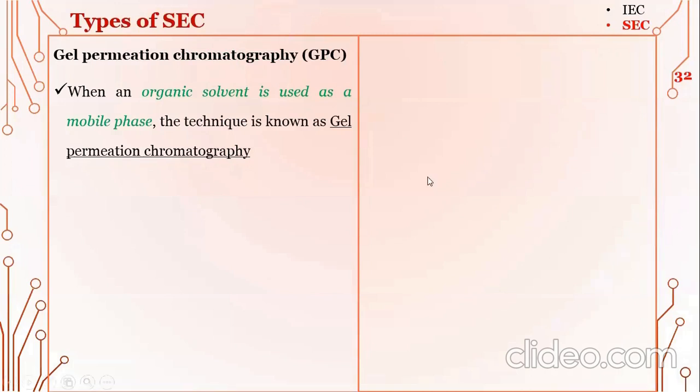One type of size exclusion chromatography is gel permeation chromatography. Gel permeation chromatography is when an organic solvent is used as the mobile phase. So when we use an organic solvent in the mobile phase, the technique is known as gel permeation chromatography. We will talk about the other type of chromatography further in the coming slides.